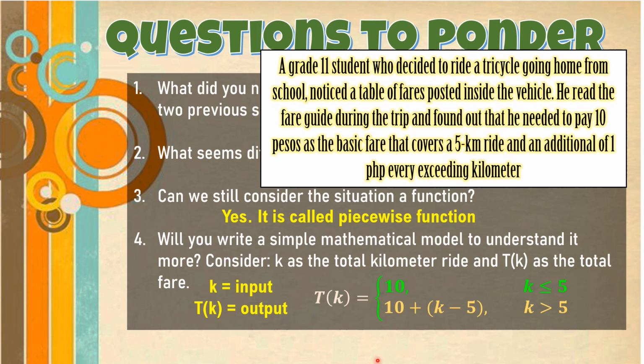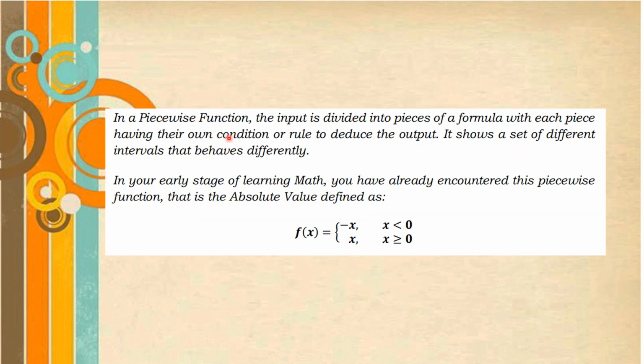So how are we going to compute for the exceeding kilometer? That is k minus 5, the quantity k minus 5. So this is the formula if you travel more than 5 kilometers, and that is how to create a piecewise function. In a piecewise function, the input is divided into pieces of a formula, with each piece having its own condition or rule to deduce the output. It shows a set of different intervals that behave differently.